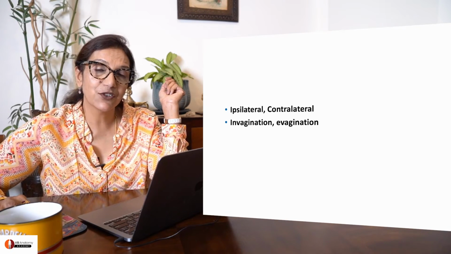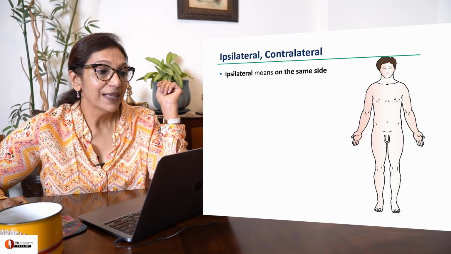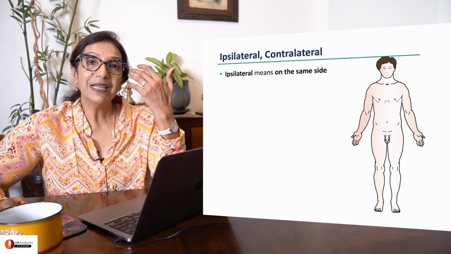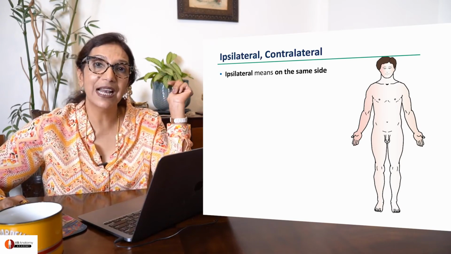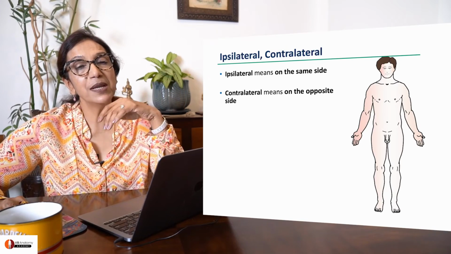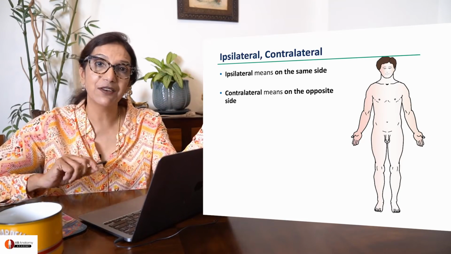Ipsilateral, contralateral. What are these? Now, here will be a little bit difficult for you. So, ipsilateral means the same side. So, my right hand and my right leg are ipsilateral. Contralateral means opposite sides. So, my right arm and my left leg are contralateral.